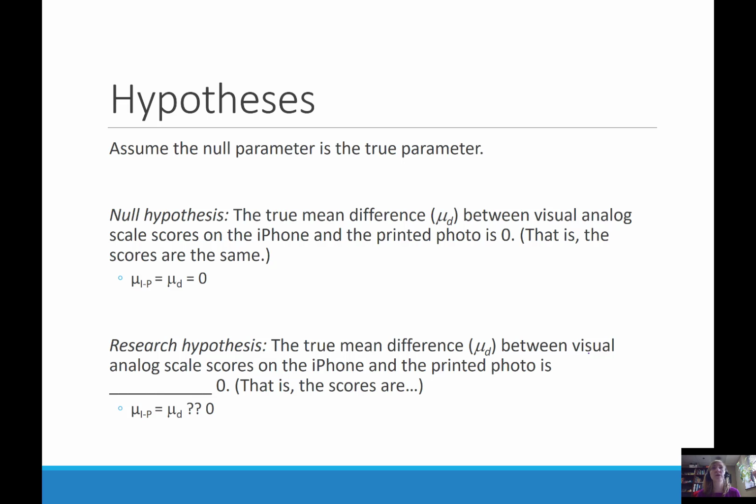If our goal is for the iPhone app to be more useful than the current method, what do you think our research hypothesis should be? Please pause this video and determine whether the research hypothesis should be less than, greater than, or not equal to 0. Remember your selection. There will be a quiz question related to this example.